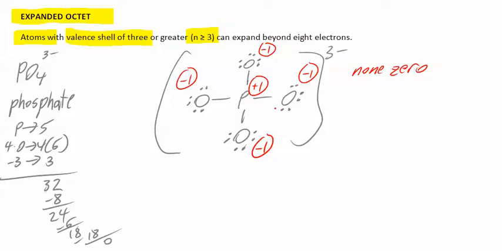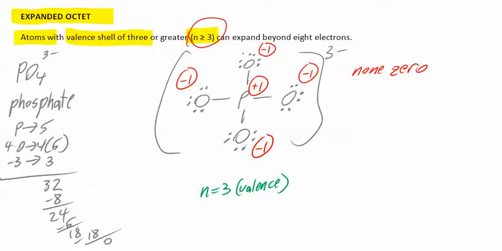If nobody could expand beyond an octet, then we'd have to stop here. But if one of them has n equals 3 or greater valence shell, it can have more than 8. And if we look at phosphorus in the periodic table, it's in the 3rd row. So its valence shell is n equals 3. That means it can have more than 8 if it could help. If it's positive, it would love to get some more negatives. Who could it get some more negatives from? It could get some more negatives from one of the oxygens.